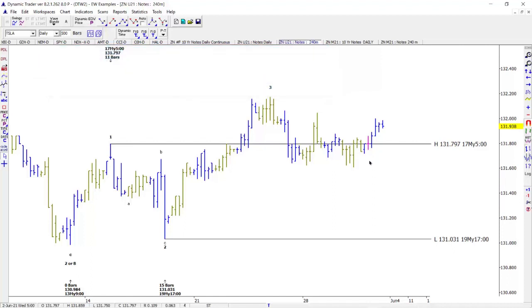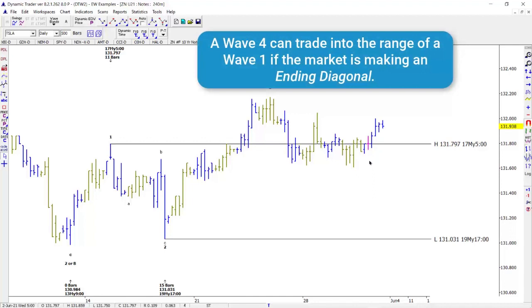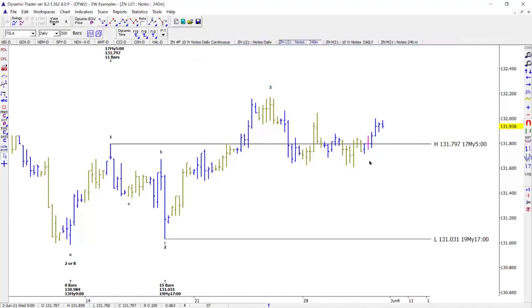What's that exception? Do you remember? That exception is if the market is making an ending diagonal. Where can an ending diagonal be? It can be a wave 5 of an impulse trend. It could be the last section of a correction such as a wave C.